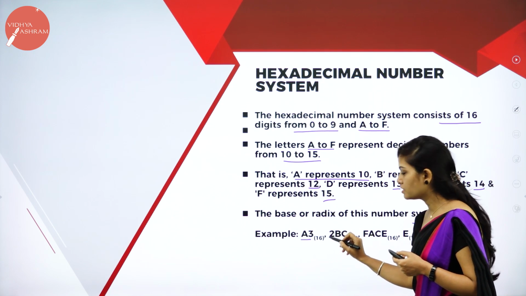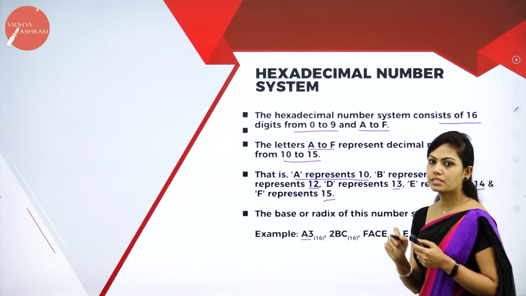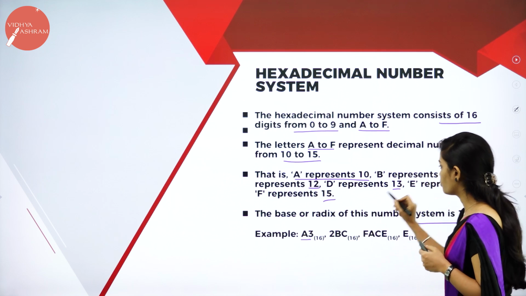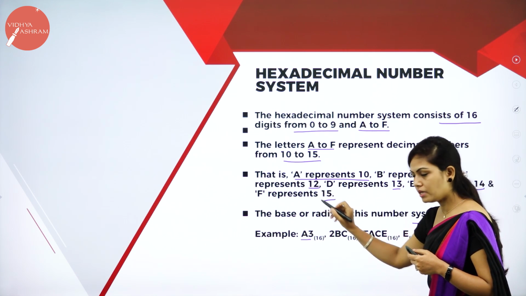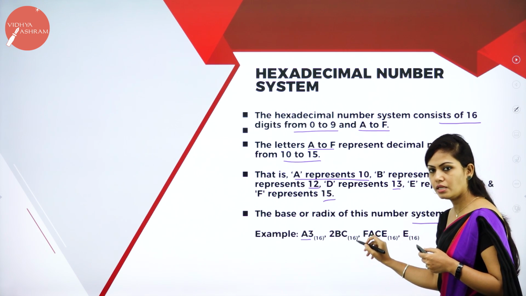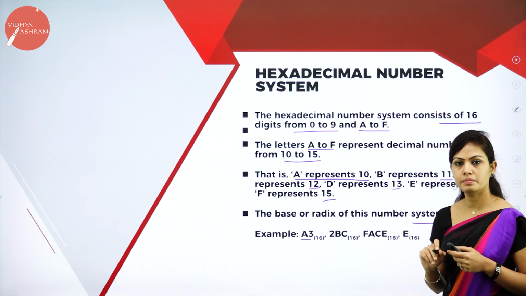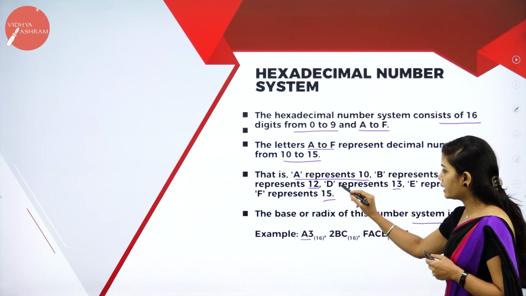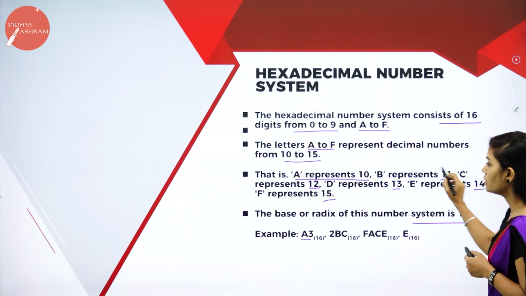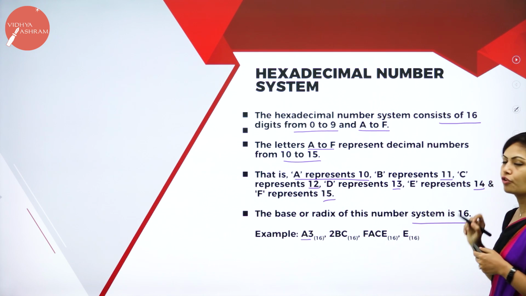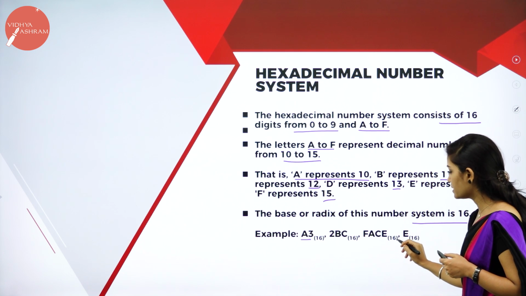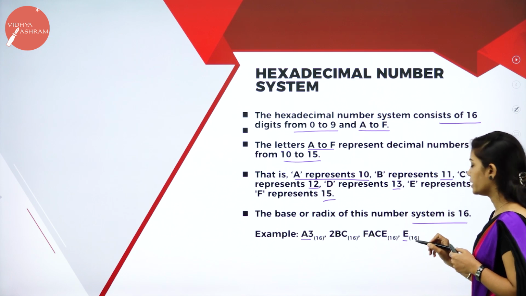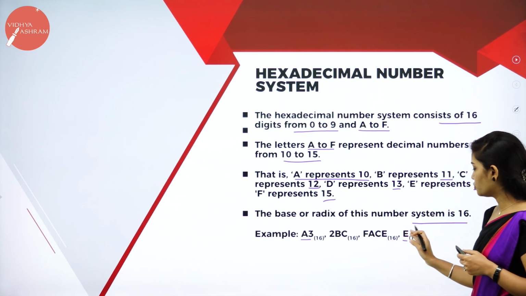A3 to the base 16. Now we can call it a hexadecimal number. And 2BC: B stands for 11, C stands for 12. 2BC to the base 16. This is one hexadecimal number. And FACE: F stands for 15, A stands for 10, C stands for 12 and E stands for 14. FACE to the base 16. This is a hexadecimal number.